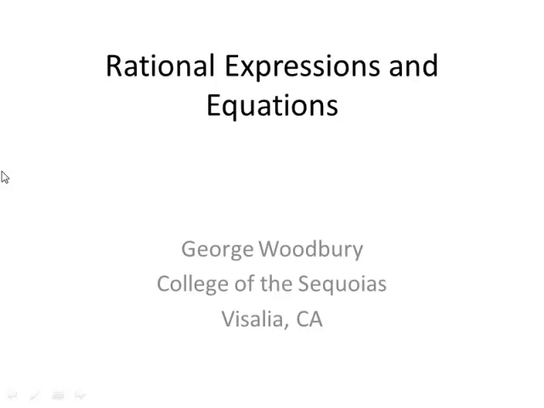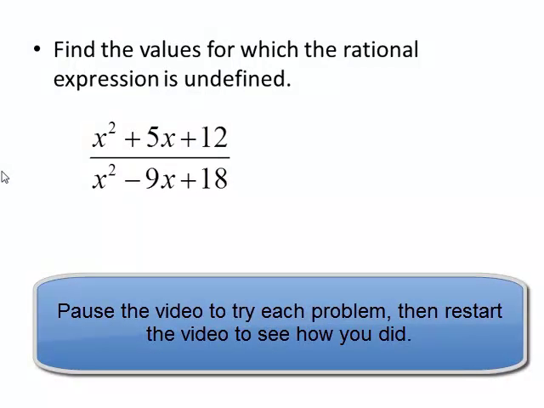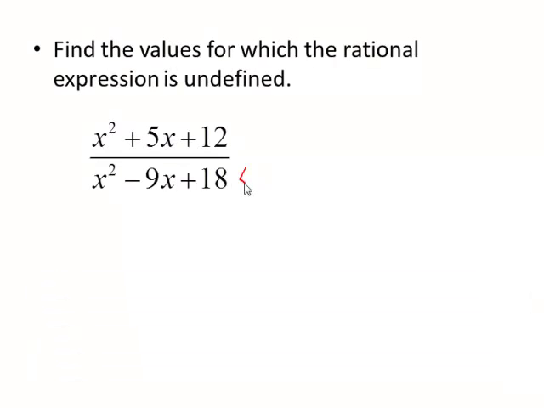And in this video I'm going to go over how to simplify rational expressions and solve rational equations. The first problem we have here, find the values for which the rational expression is undefined. Keep in mind that a rational expression is undefined for any values that cause the denominator to equal 0. So here we're going to be looking for values that cause the denominator to equal 0.